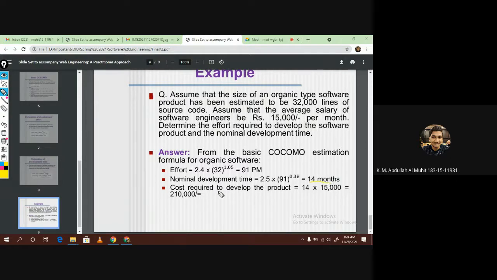Then the cost required to develop the product is found by multiplying these two. This 14 months is multiplied by the given average salary, which is 15,000, and finally we get the answer of 2,10,000. This is the answer to this question, and we have found the cost required to develop the product.